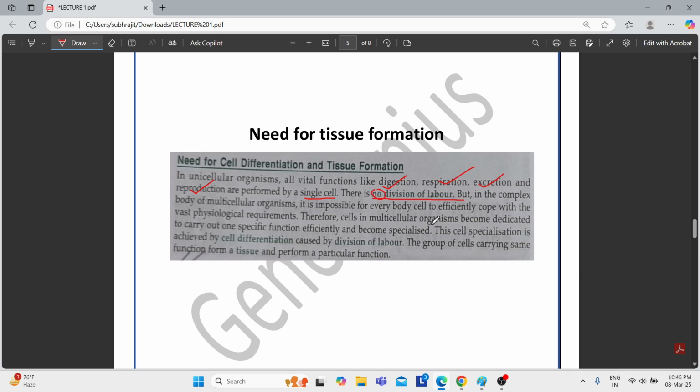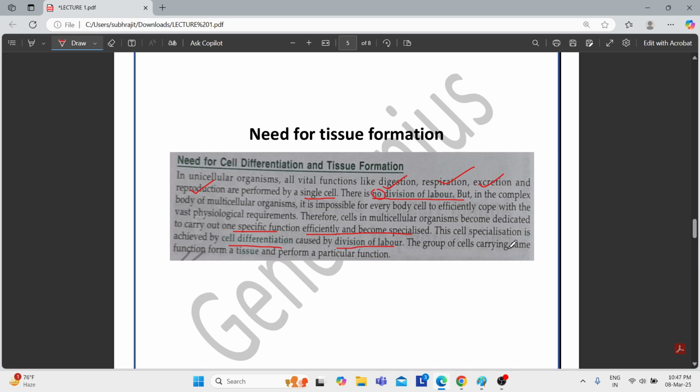Therefore, the cells in multicellular organisms become dedicated to carry out one specific function efficiently and become specialized. So, there is cell differentiation occurring. I will explain the term cell differentiation, and I have explained the term division of labor.